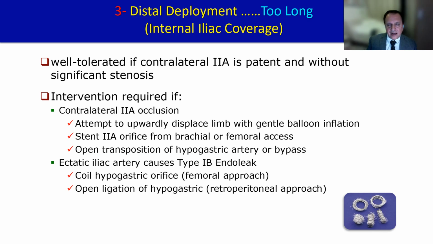So you put a balloon in the iliac limb and try to push it up slowly until you see the origin of the internal iliac artery, and then you go and put a stent in the internal iliac artery through the brachial or femoral access. Or the other option is to do open transposition of the hypogastric artery or bypass through a flank incision. If the patient has an ectatic iliac artery and you end with a type 1B endoleak because you went all the way to the external iliac artery, then you need to close the internal iliac artery by coil embolization or open ligation through a retroperitoneal approach.